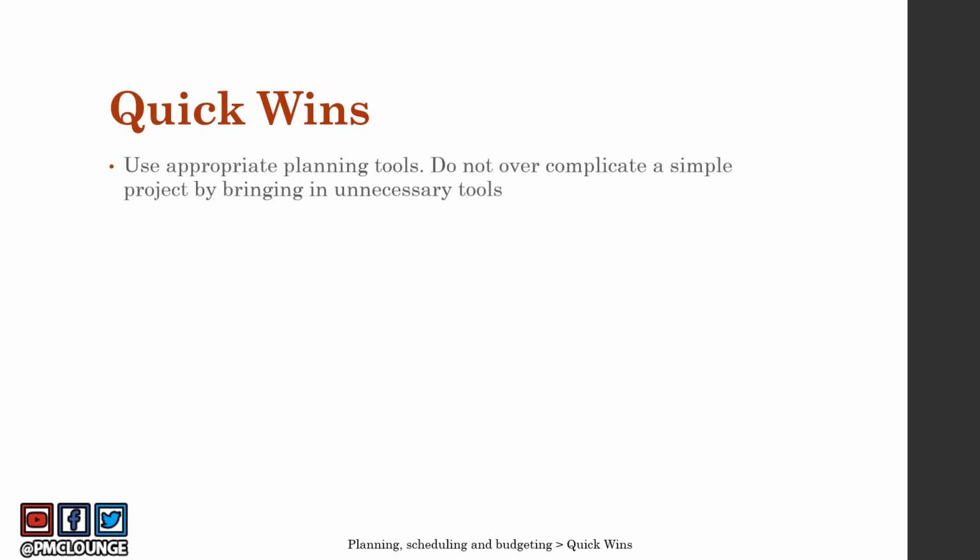Okay, so let's look at some of the quick wins for this chapter. Use appropriate planning tools. We talked about all the tools. Use appropriate ones. Do not overcomplicate a simple project by bringing in unnecessary tools, right? So if it is a smaller project, it doesn't really require a project logic sequence diagram, then don't create one and don't overcomplicate a simple project as well.